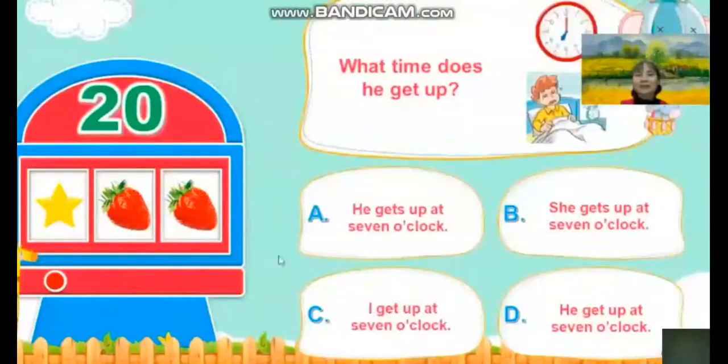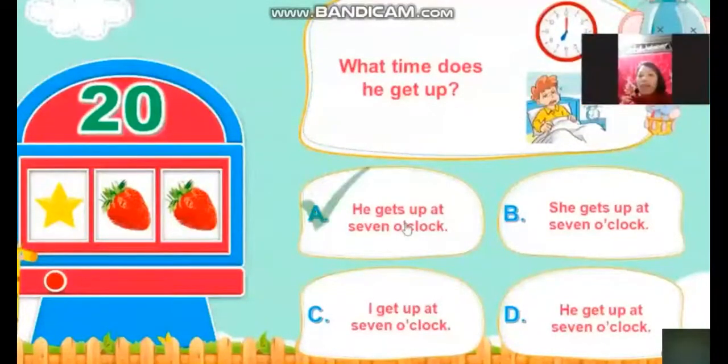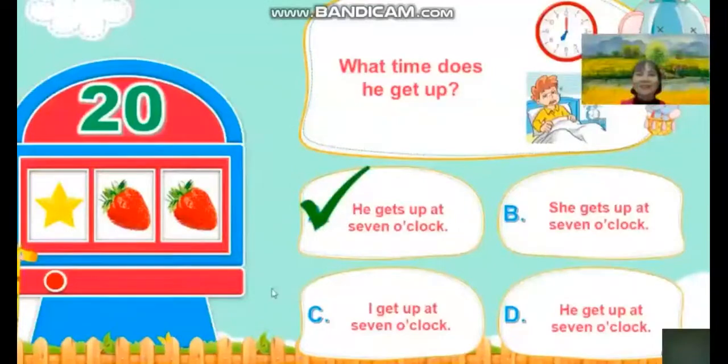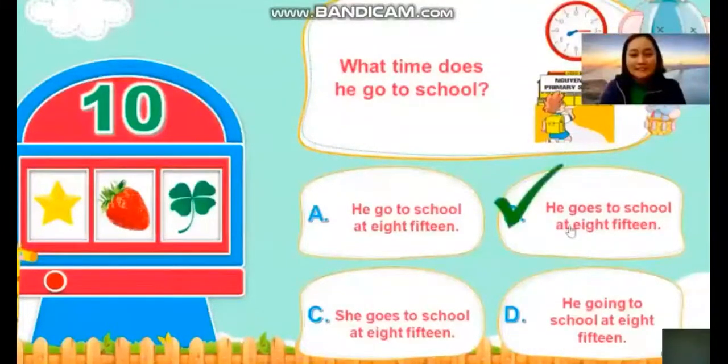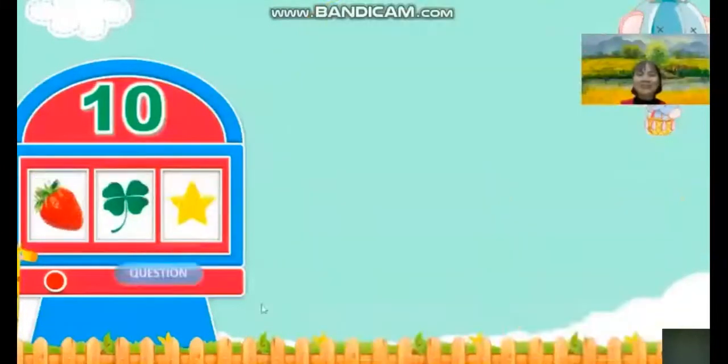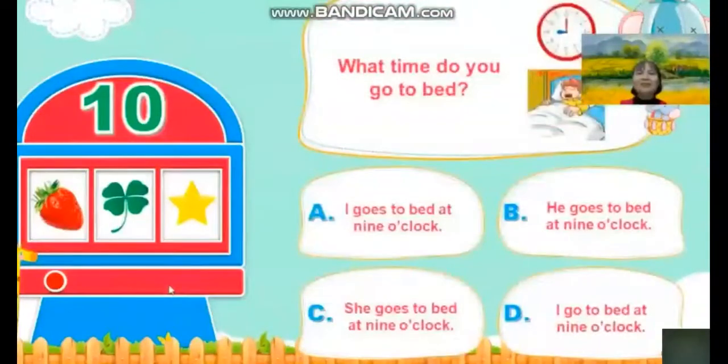Question one, team one: A. Question two, team two: B. Question three, team one: D.